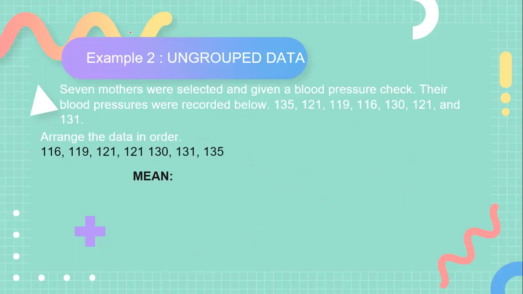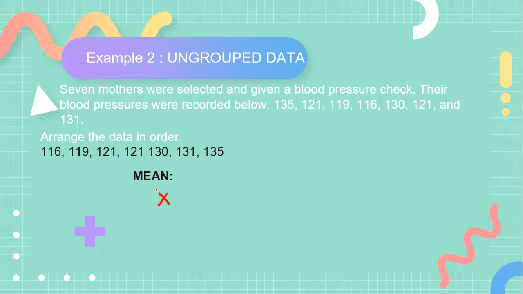Now, 7 mothers were selected and given a blood pressure check. Their blood pressures were recorded below. So our data are 135, 121, 119, 116, 130, 121, and 131. So let's arrange the data in order from lowest value to highest value. Now, let's solve for the mean.